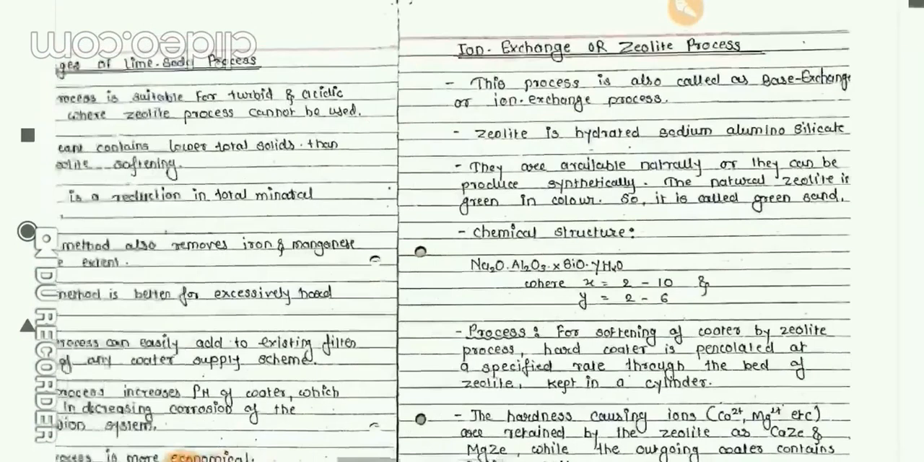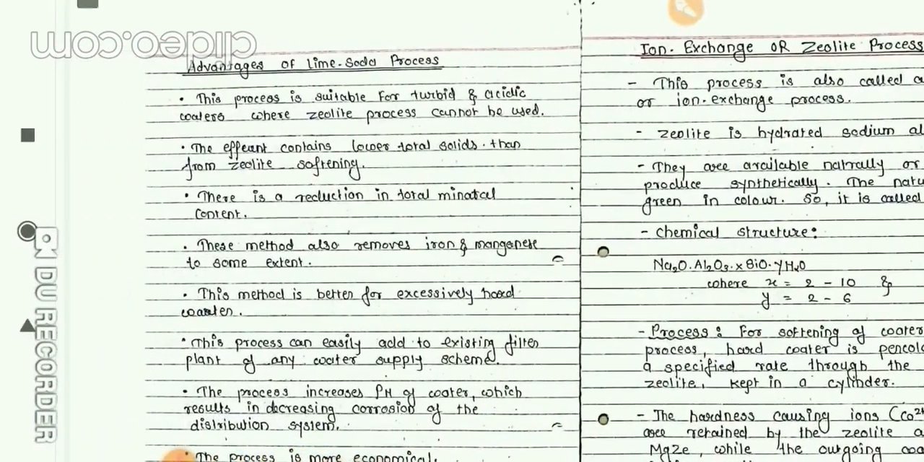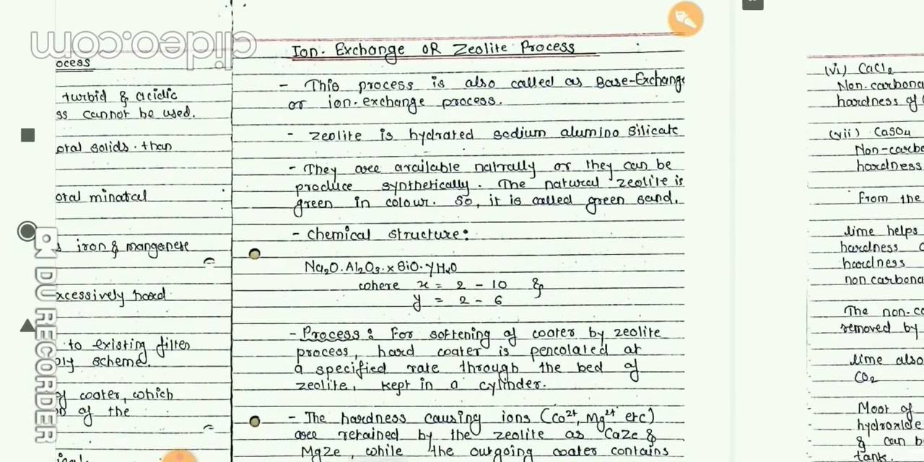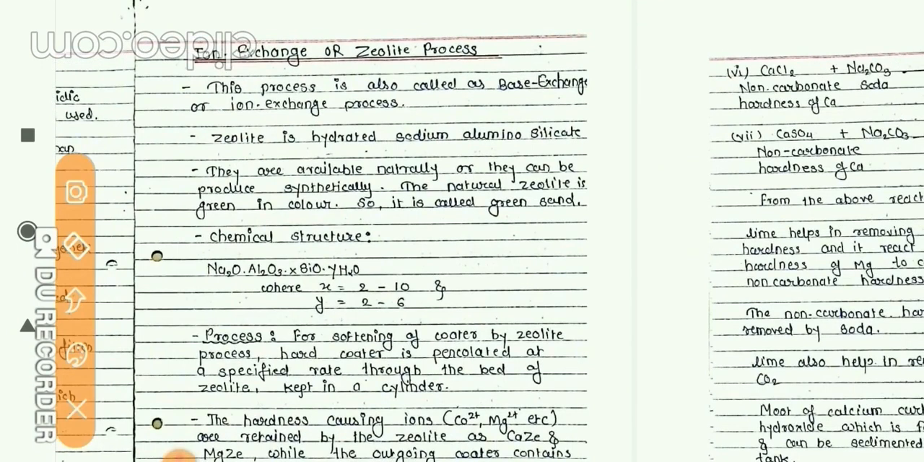Next we will discuss the advantages of the lime soda process. The process is suitable for turbid and acidic waters. There is a reduction in the total mineral content, that is, magnesium can be removed and calcium hardness can be removed. It also removes some iron and manganese to some extent. These are the advantages. Now we will see the ion exchange or zeolite process.